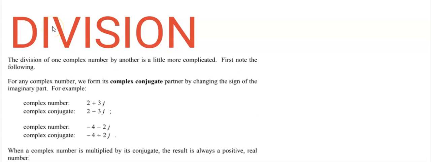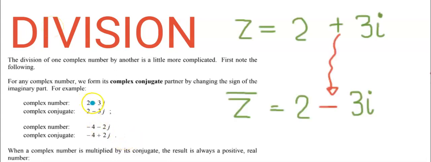Now, division of complex numbers. If a complex number is 2 plus 3i, its conjugate is 2 minus 3i. If a complex number is minus 4 minus 2i, it becomes minus 4 plus 2i. So now the thing is, why is the conjugate important?